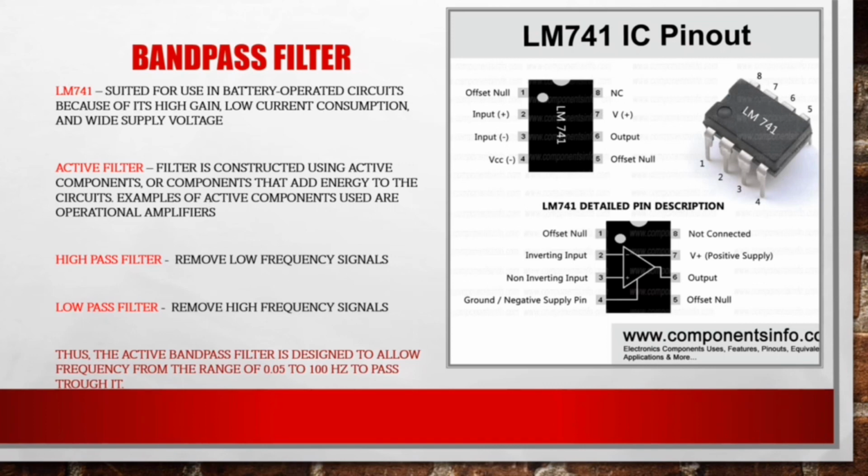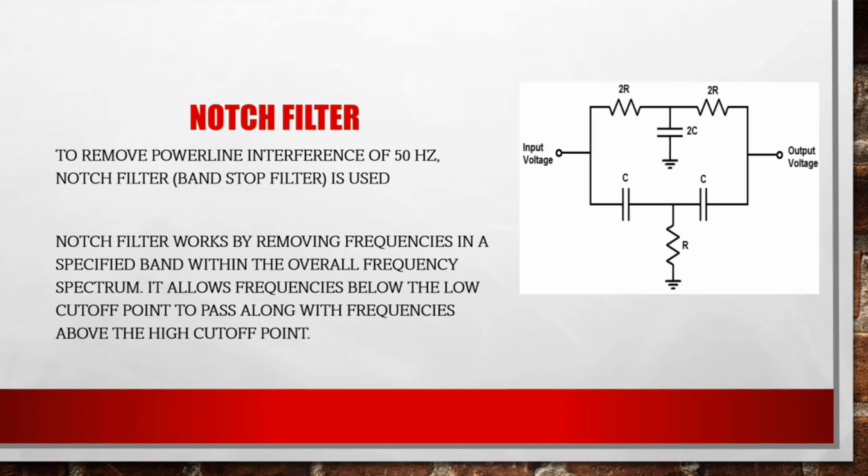So in a bandpass filter, we will have high pass filter and also low pass filter. The high pass filter removes low frequency signals, while the low pass filter removes high frequency signals. Thus, the active bandpass filter is designed to allow frequency from the range of 0.05 to 100 Hz to pass through it. Finally is to use notch filter to remove power line interference of 50 Hz. Notch filter works by removing frequencies in a specified band within the overall frequency spectrum. It allows frequencies below the low cutoff point to pass along with frequency above the high cutoff point.